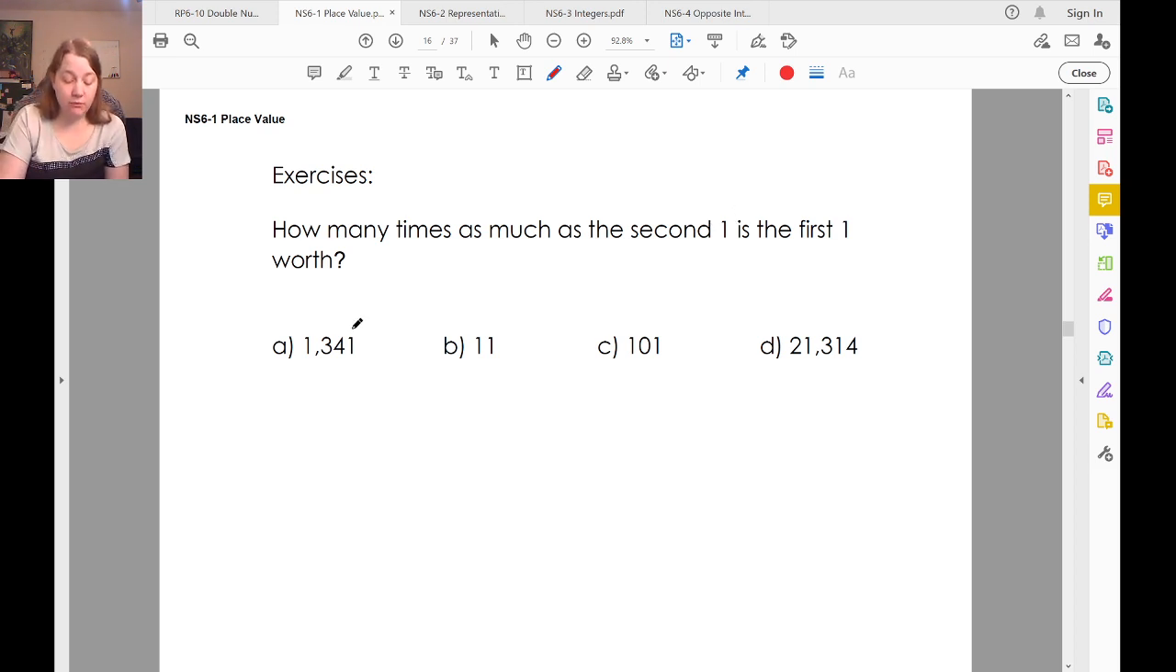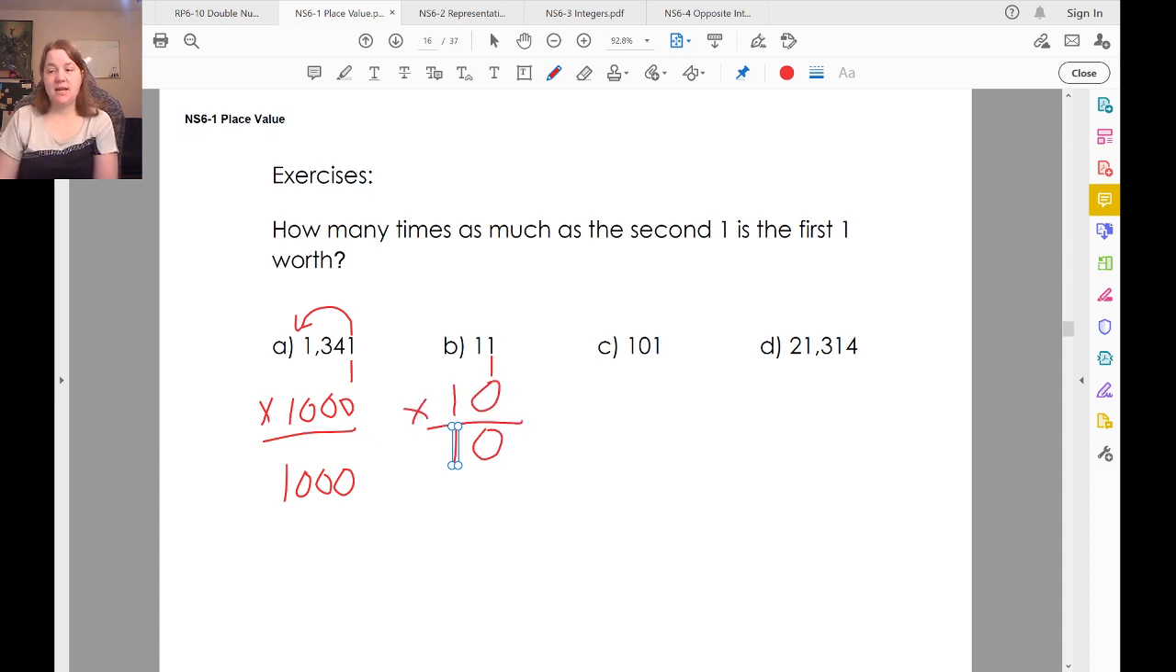So they want to know how many times as much is the second one from the first one. So basically 1 times what gets me this. So this is 1. The second number is 1,000. What do I have to multiply to get that? Well, 1 would end up being times 1,000. Let's look at this one. I have 1 and I need to get to 10. 1 times what equals 10? 1 times 10 equals 10. Now I have 1 and 100.